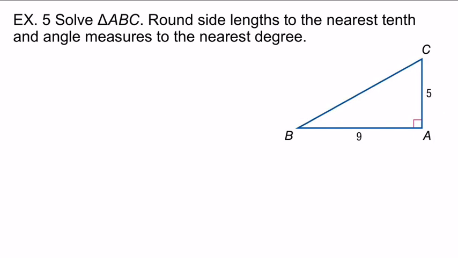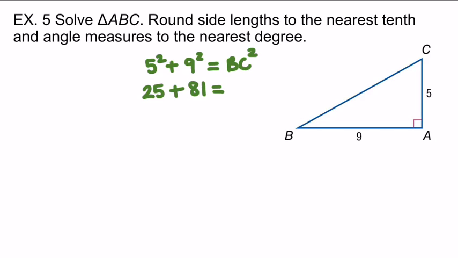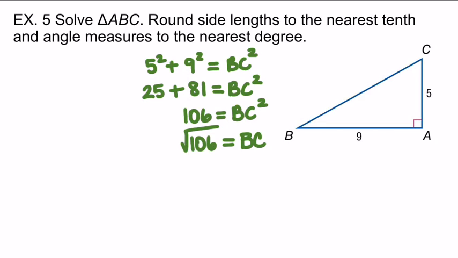Okay, last example says to solve triangle ABC. When it says to solve the triangle, that means you're solving for all of the missing sides and angles for the triangle. I noticed that they gave me two sides, so the first thing I want to do is use the Pythagorean theorem to find the missing side. So 5 squared plus 9 squared is going to equal BC squared. So 25 plus 81 equals BC squared, and this is 106.